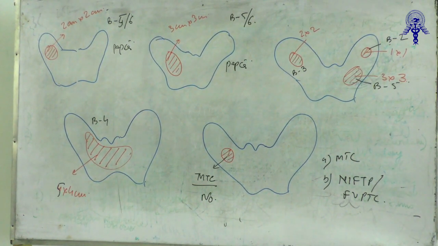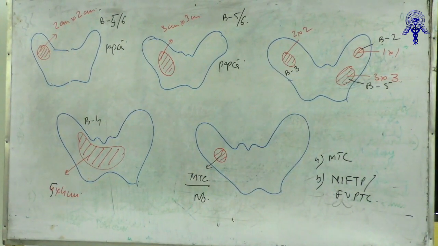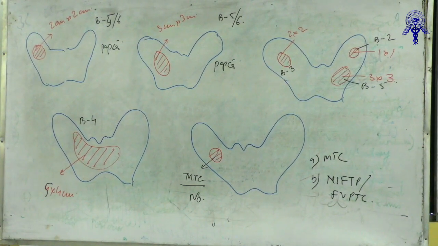Number 2, the patient does not have hoarseness of voice. However, when you are dissecting the thyroid gland, you find that the tumor is situated in the posterolateral aspect of the thyroid gland, and hence there is every chance of involvement of the trachea or the esophagus or the recurrent laryngeal nerve. Hence, in that case, you have to go for the total thyroidectomy.